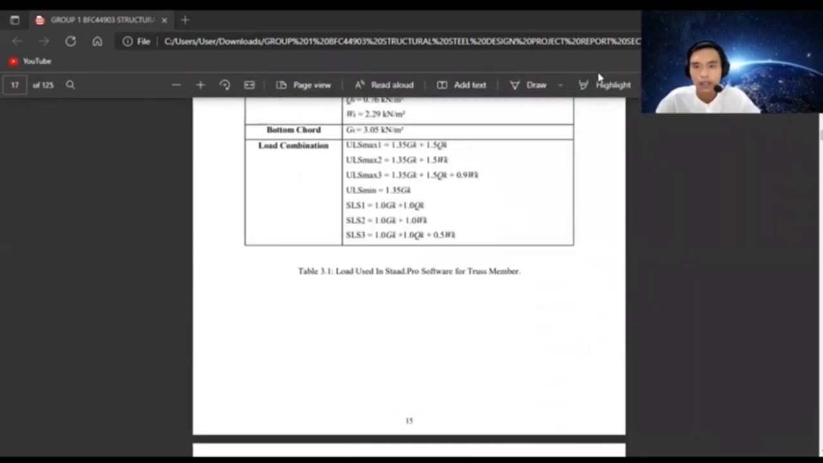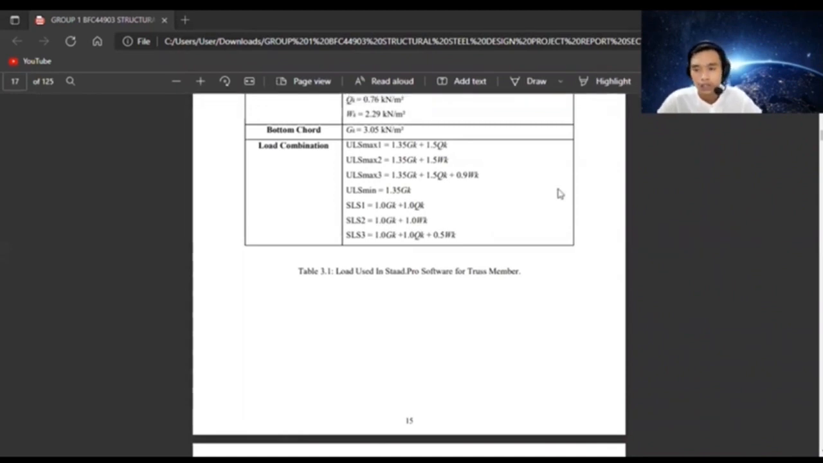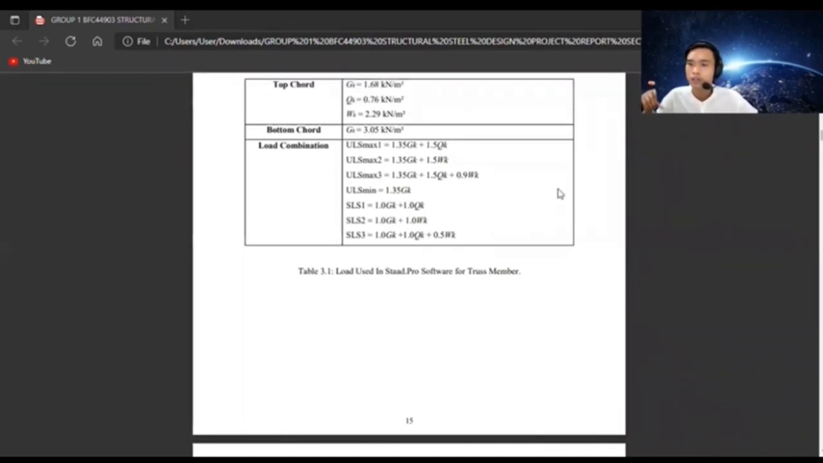For the loads that we use in the calculation, that we put on the truss and all the members: as you can see at the top chord of the truss, the dead load that we use is 1.6 kilonewton per meter square. The variable load is 0.76 kilonewton per meter square, and the wind load is 2.29 kilonewton per meter square. For the bottom chord, the dead load that we use is 3.05 kilonewton per meter.